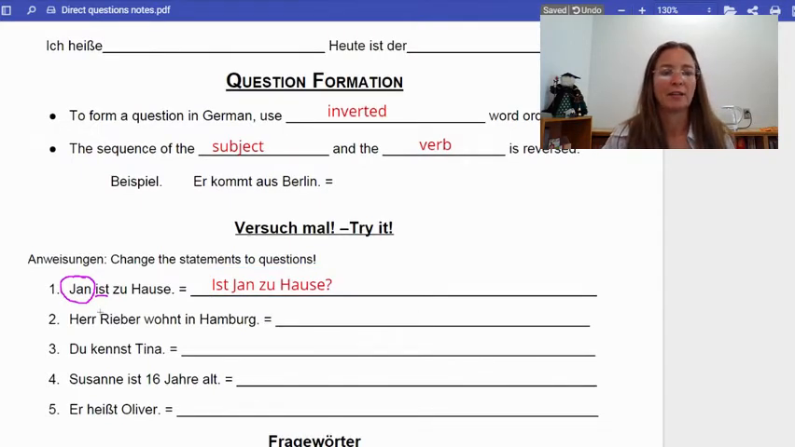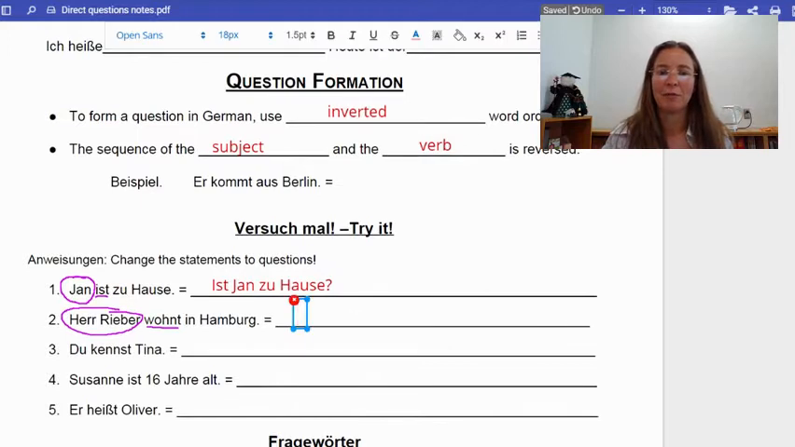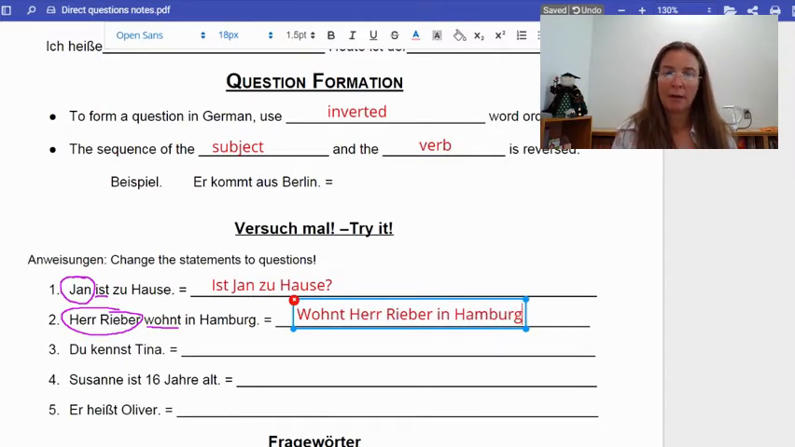All right, let's try the next one. Herr Rieber wohnt in Hamburg. The verb is wohnt. Wohnt means live. Who's living? Herr Rieber, right? So to make that a question, what do I have to do? Flip it around, right? So I'm going to start off with wohnt, and then Herr Rieber in Hamburg. Herr Rieber wohnt in Hamburg. Mr. Rieber lives in Hamburg. If I'm going to ask a question, does Mr. Rieber live in Hamburg? In German, I would say, wohnt Herr Rieber in Hamburg?